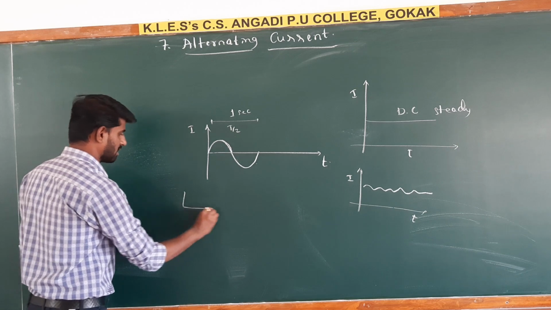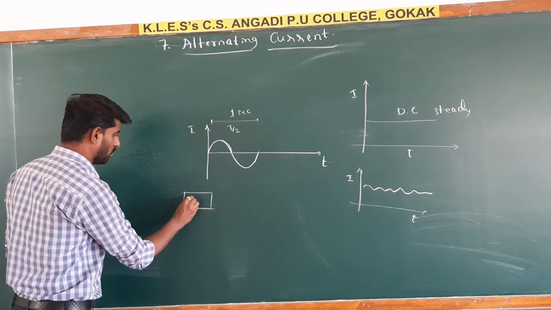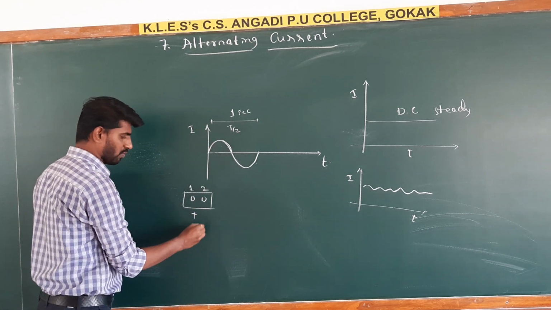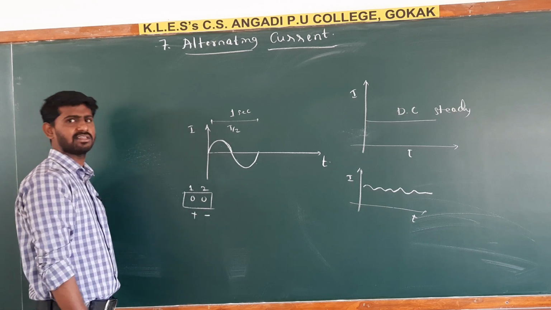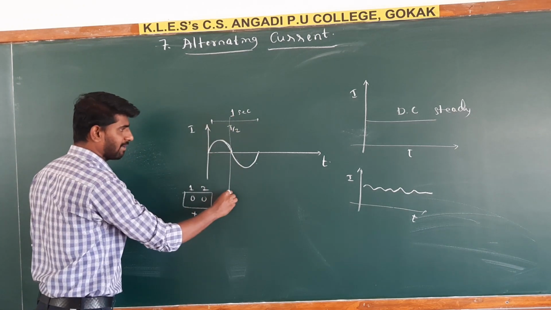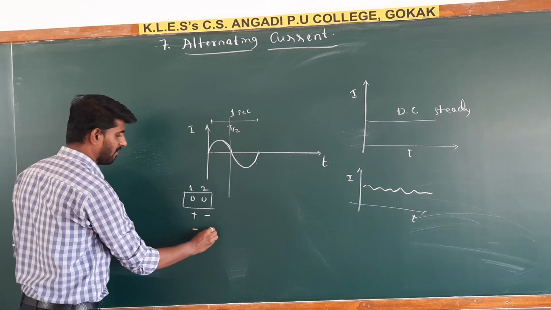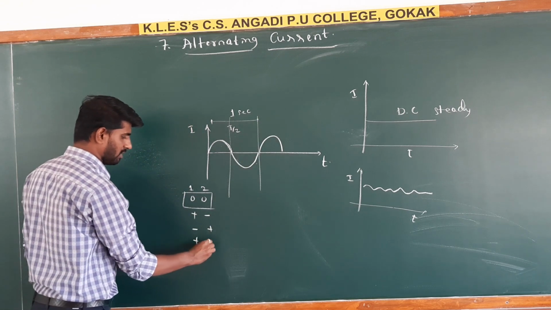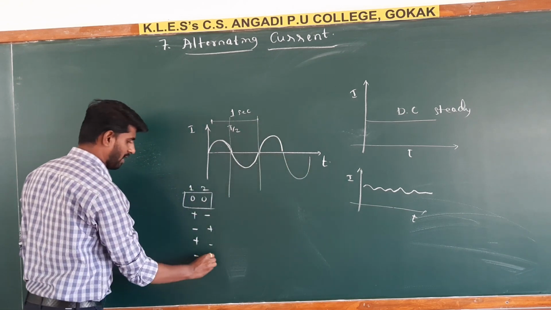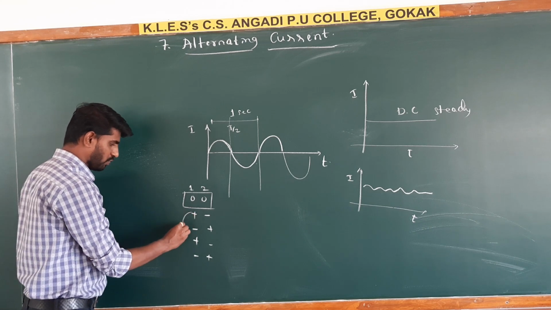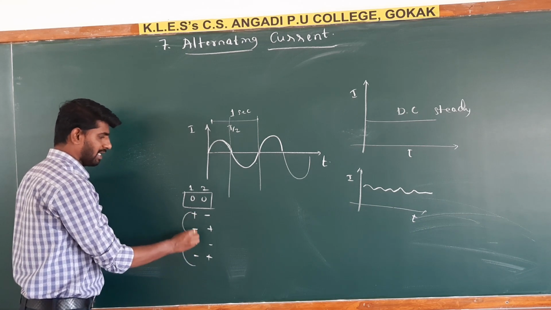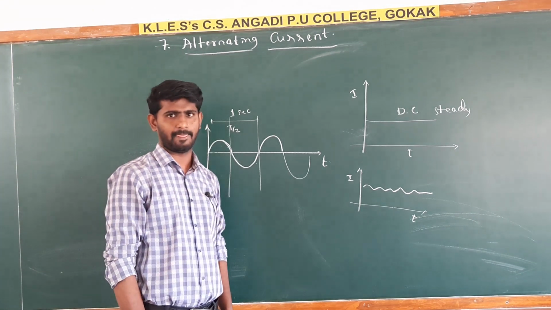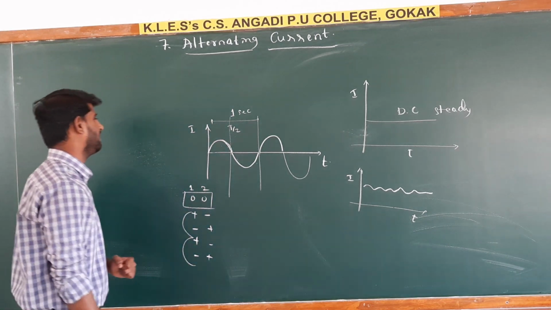Suppose this is the AC source and these are the two terminals, first terminal, second terminal. For half second this one is positive and that one is negative. Once the half second is completed, for the remaining half this becomes negative and this becomes positive. For the next half, this becomes negative and this becomes positive. And see, the positive terminal is coming alternatively. So that's why the name becomes alternating current. Is it clear?